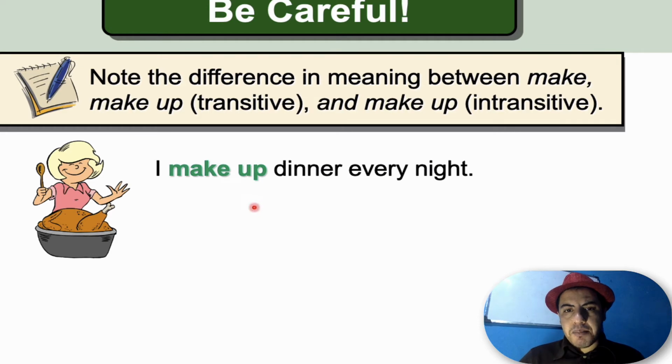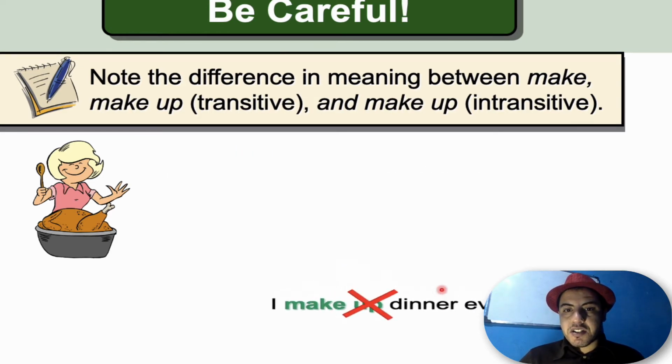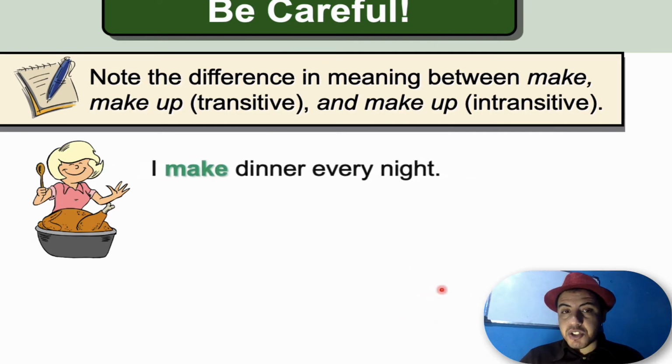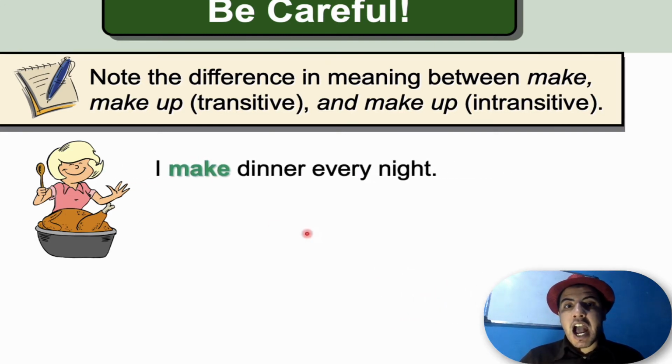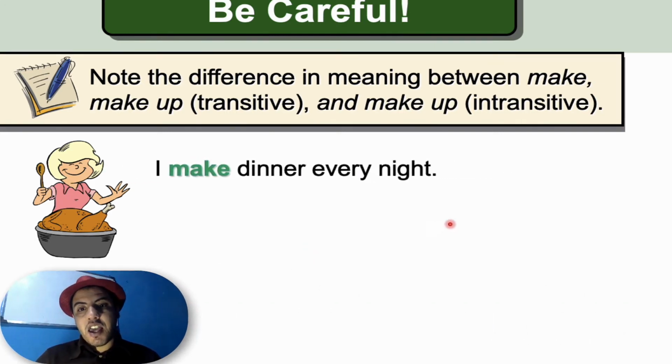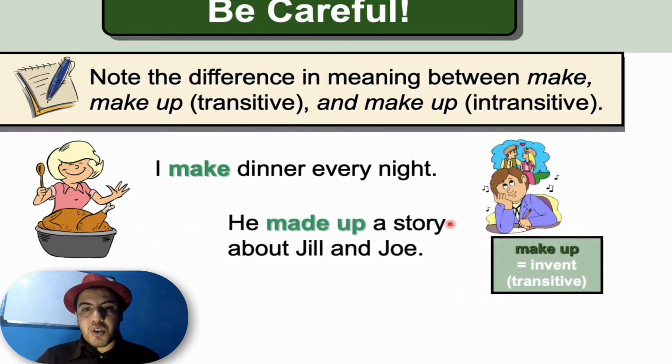We have I make up dinner every night. This one is not correct. We do not say I make up dinner, but we say I make dinner every night. Example: he made up a story about Jell and Jew. So here make up means invent. Yes, this one is invent.